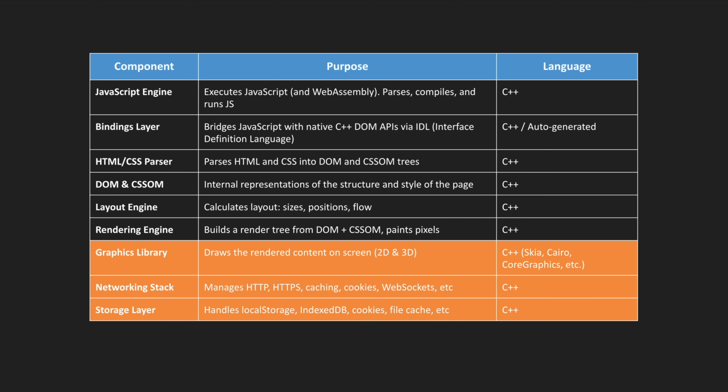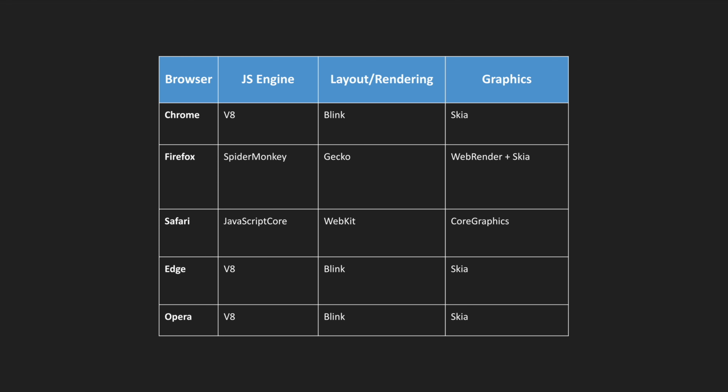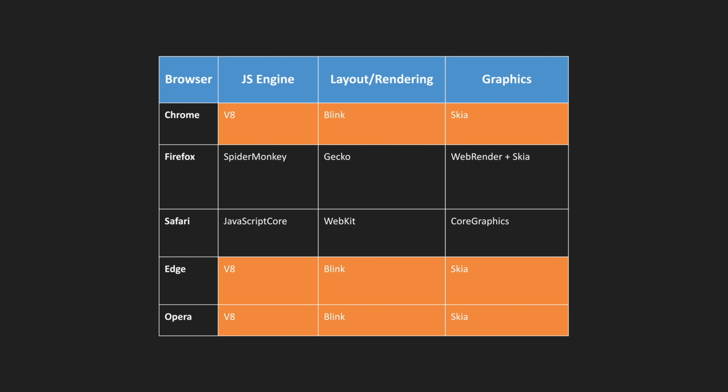Also, we have the graphics, the network stack, and a storage layer. Mainly for these parts, because the browser's execution is expected to be fast, the main language that we are using is C++. If we compare the main browsers in the market, which engines are they using nowadays? The JS engine V8 is used, for example, by Chrome, Edge, and Opera, and also for the layout we are using Blink, and for graphics we are using Skia.